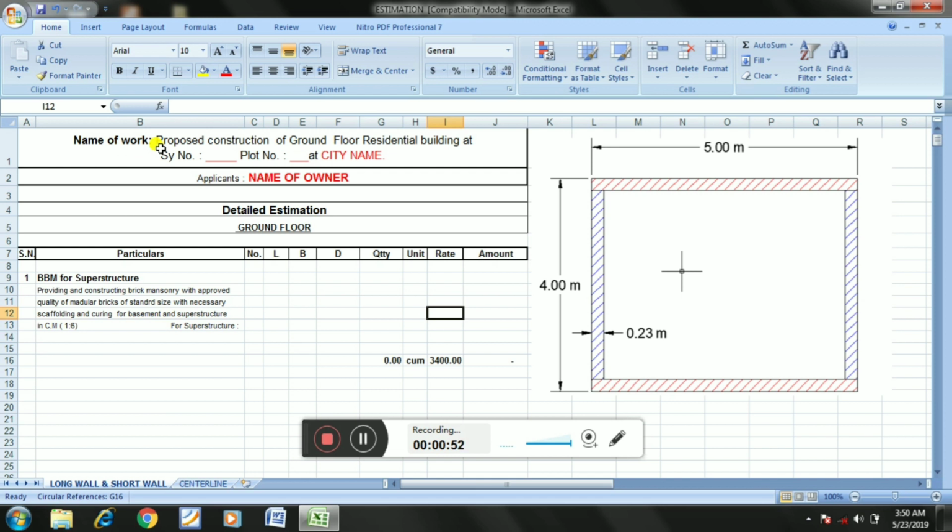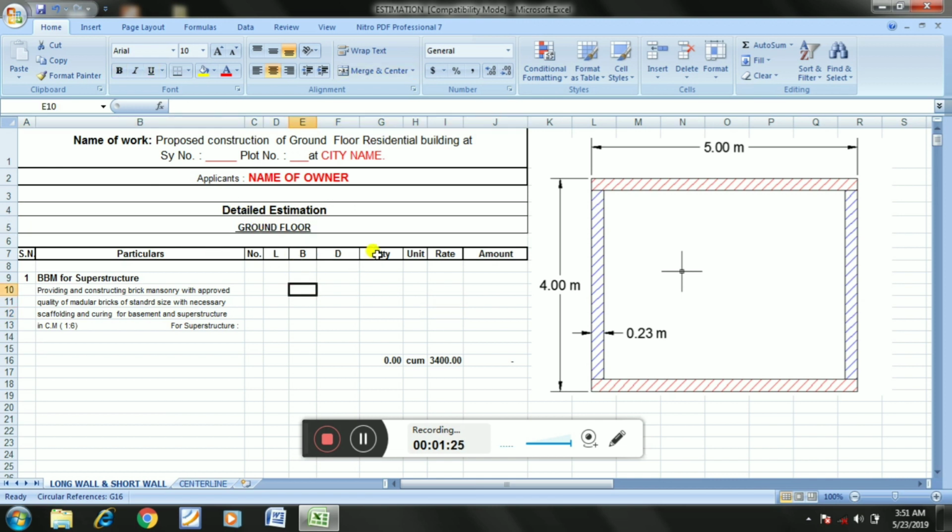First one is the name of work. It may be a proposed construction of a ground floor residential building at a specific survey number, with plot numbers, and you need to write these numbers and the city name, where exactly you are constructing. Apart from that, the applicant name: who is the owner of this building, and his name should be written here. And what exactly it is: it is a detailed estimation, and it is of ground floor only, so I need to write ground floor here.